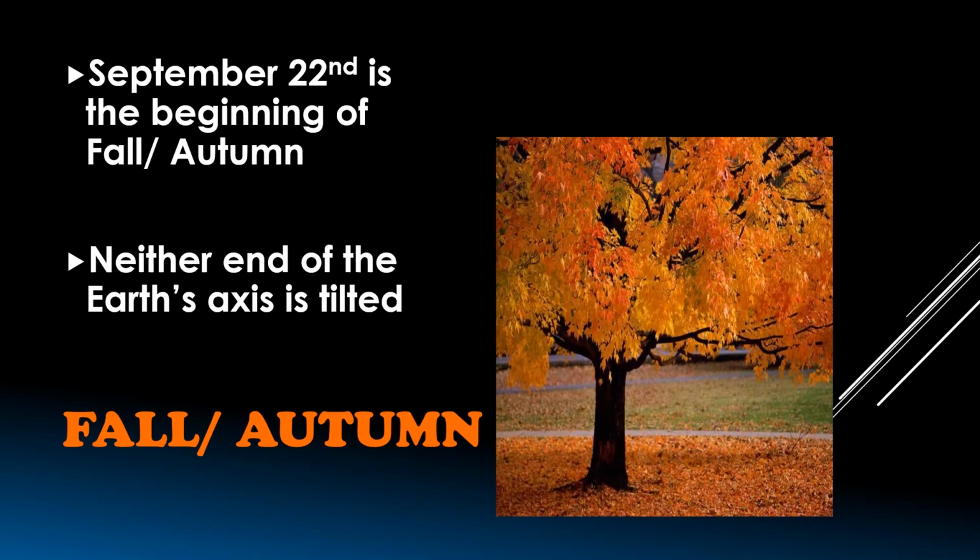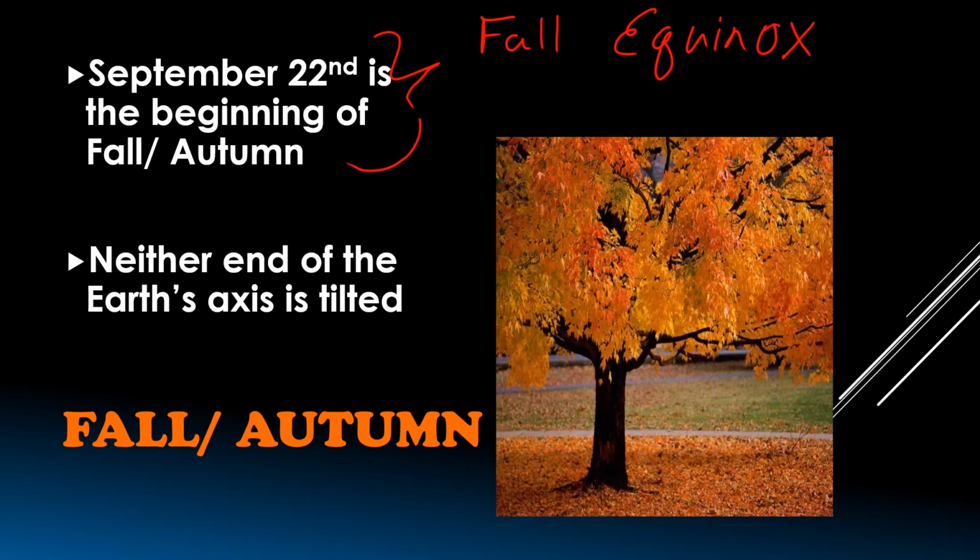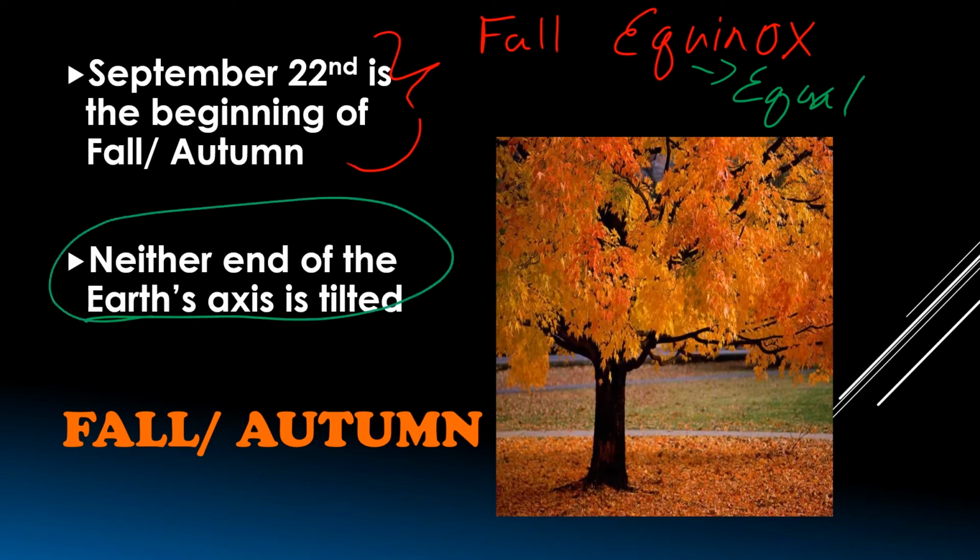So September 22nd is the beginning of fall or autumn, and this is what we call the fall equinox. So this word equinox is going to tell us a lot about what's happening with relations between the sun and the Earth. You can kind of think about it like this: equinox meaning equal. So both hemispheres will receive the same amount of sunlight because neither end of the Earth's axis is tilted towards the sun. And I'll explain more about why that is in just a little bit.